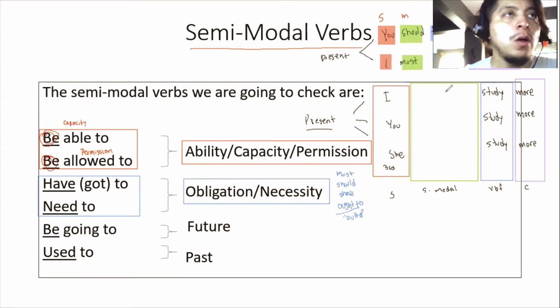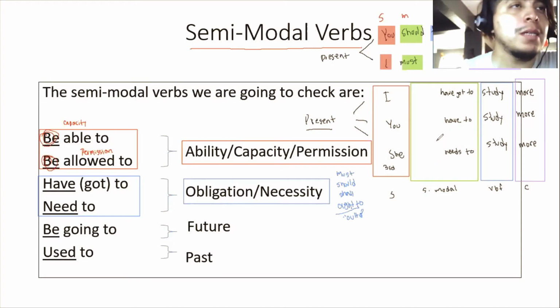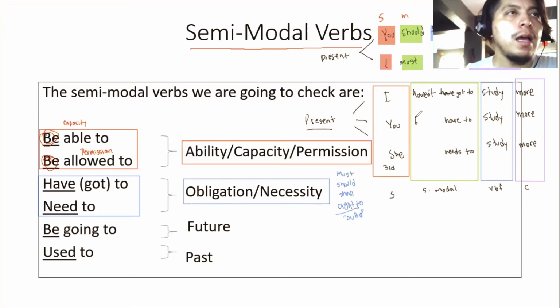It's not that difficult. So I have got to study more. You have to study more. She needs to study more. Perfect. Everything's okay. But the problem is, how do I make them negative? Do I say, instead of have, do I say haven't? I haven't got to study more. I haven't to study more. I needn't. What do I do? Nope. All of this is wrong.